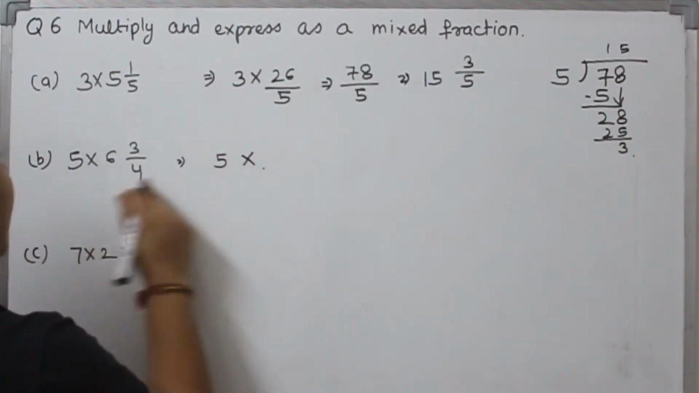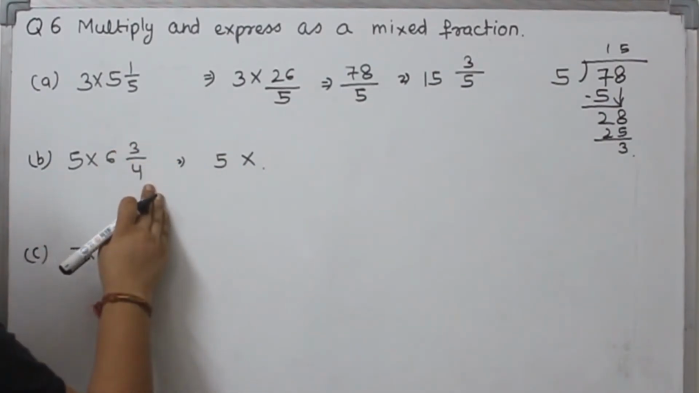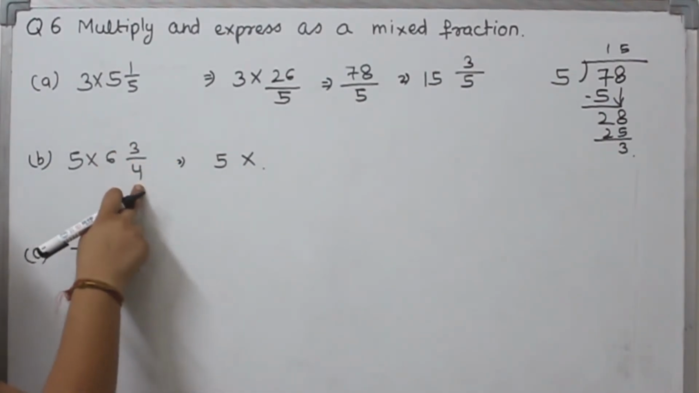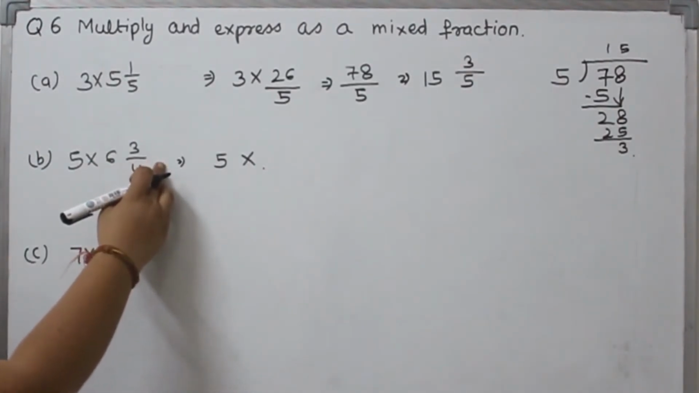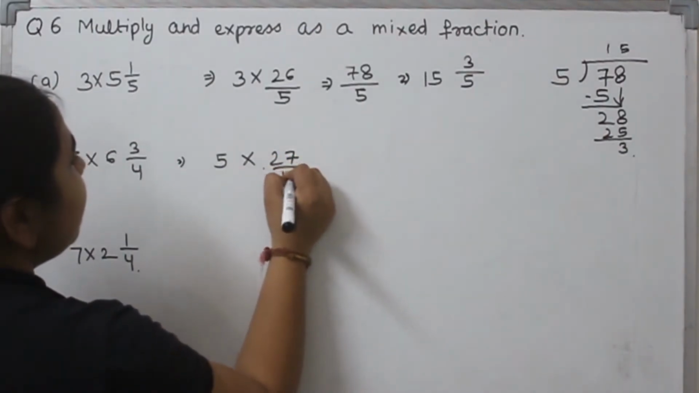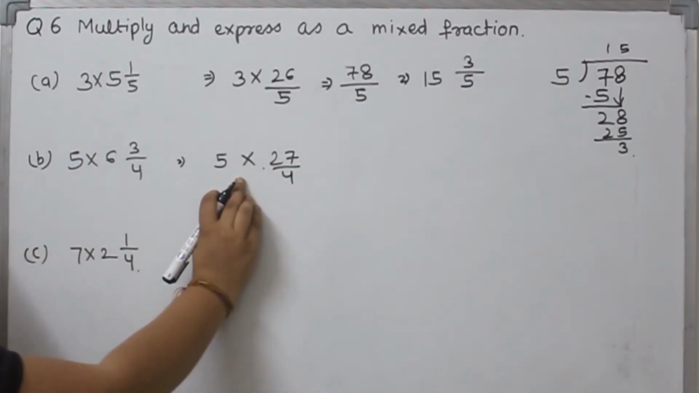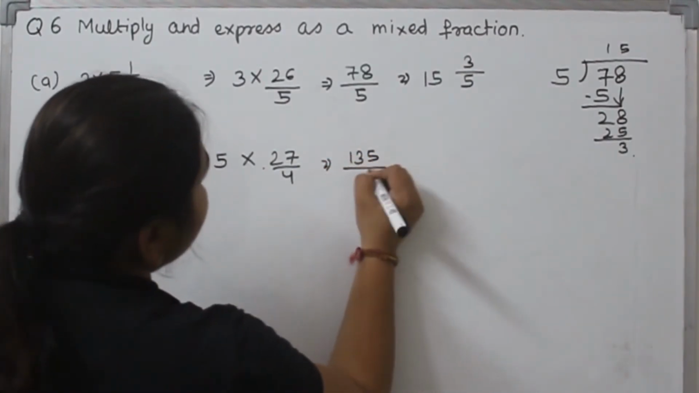5 multiply. We solve this mixed fraction. 6 and 3 by 4. We multiply 6 into 4. 6 fours are 24. 24 plus 3 is 27. 27 by 4. Now we will multiply 5 to 27. The answer is 135 divided by 4.